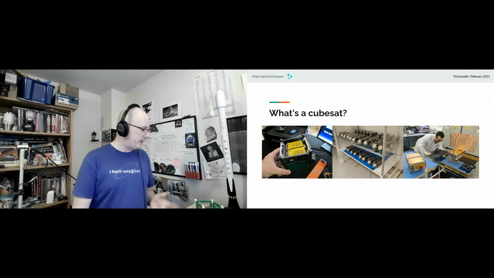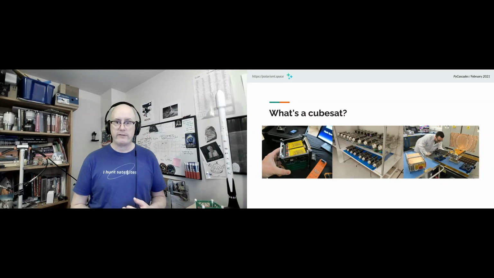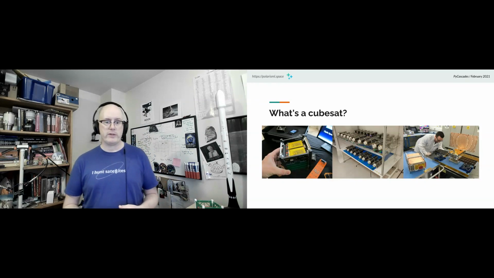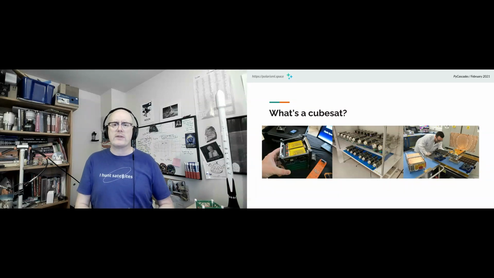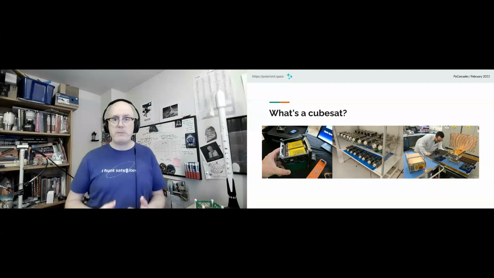Now, I mentioned how inexpensive these things are to manufacture, and in fact, a lot of missions end up being built by the engineering departments of different universities. For a few tens of thousands of dollars, you can afford to have your undergraduates assemble one of these in order to do a technology demonstration or a scientific experiment.